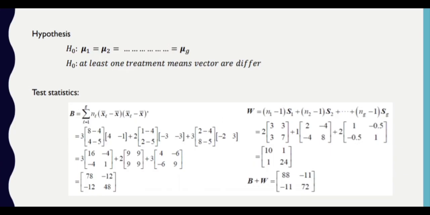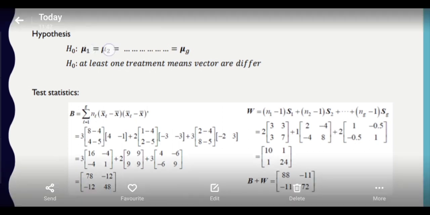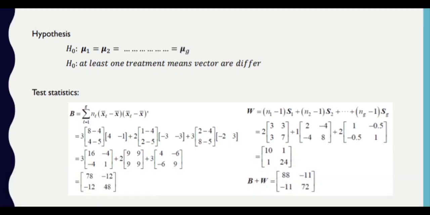Okay, so we conduct the one-way MANOVA. First of all, you should have the hypothesis testing. Everything here should be bold. At least H1, sorry, here H1: at least one treatment mean vector differs. At least one treatment mean vector differs. H1. Okay, how to get the value of B?